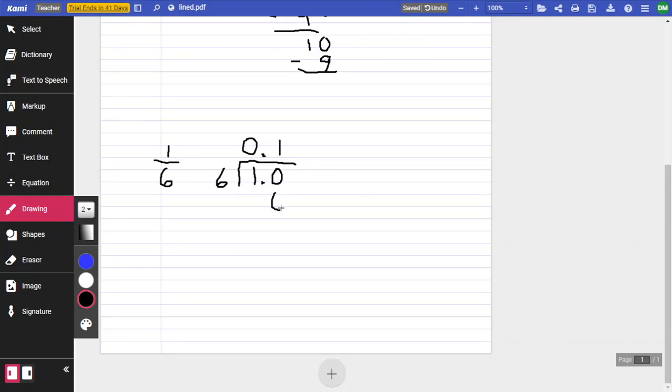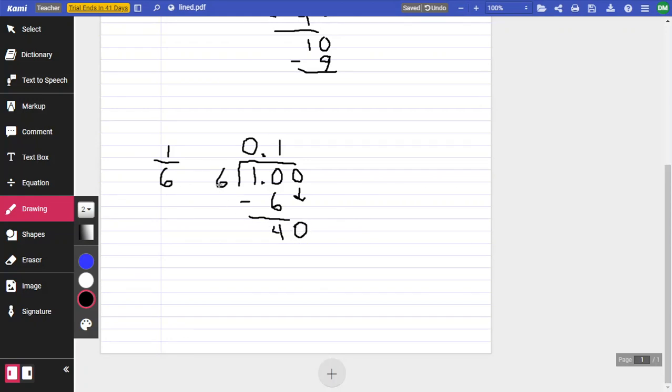1 times 6 is 6. We subtract that to get a 4. And now we add another 0 here because we are looking for either a terminating decimal or we're looking for a spot where it repeats and we can be confident that it's going to keep repeating.